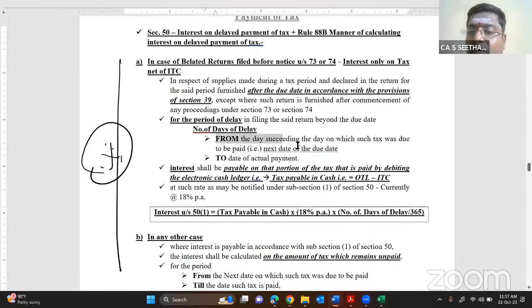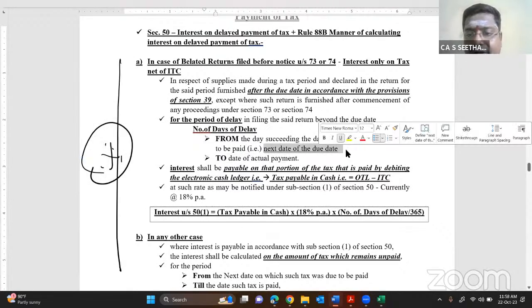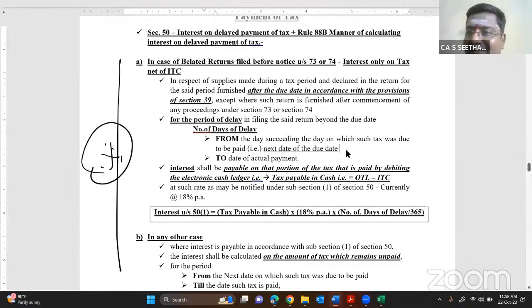Understand from what day you have to calculate. From the next day of the due date, you have to calculate. So what is the due date for the payment of tax? It is the due date for filing the return. Section 39, subsection 7 says the due date for the payment of taxes is the due date for filing the returns. So my dear, what is the due date for filing the return? Without knowing the payment chapter and interest chapter, you cannot calculate interest, right?